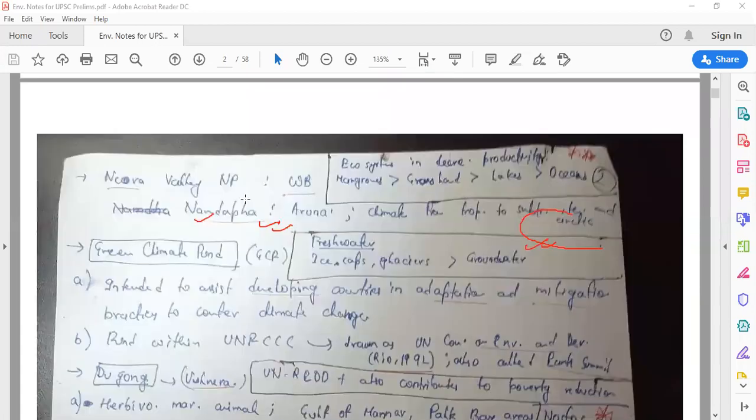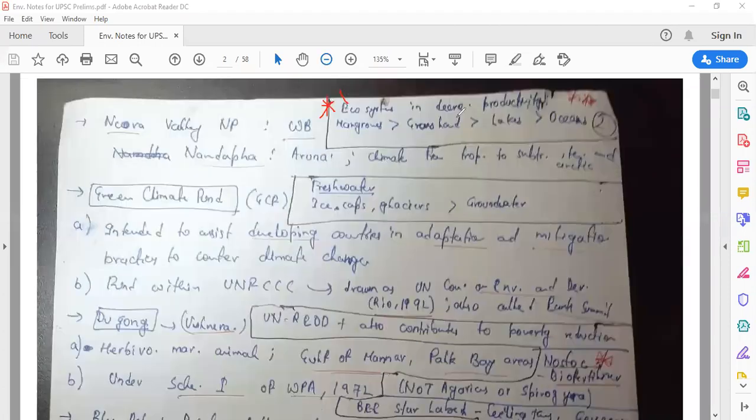Now, ecosystems and decreasing productivity. Again, this is a very, very confusing thing. So, ecosystems and decreasing productivity. Again, the question has been asked. Mangroves have the highest productivity, followed by grassland, followed by lakes, and followed by ocean.